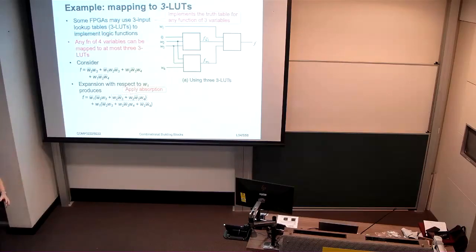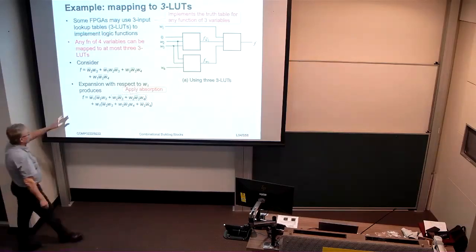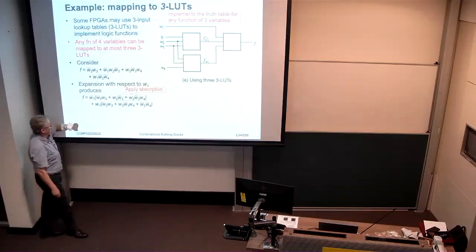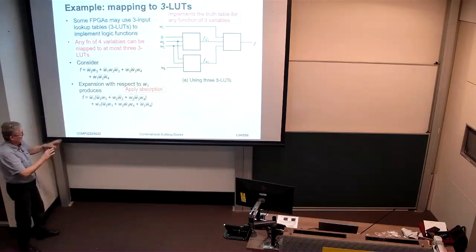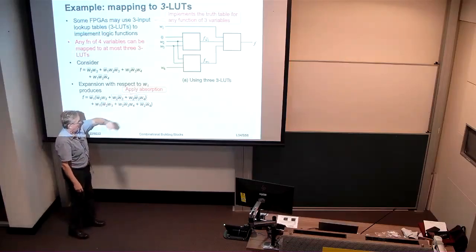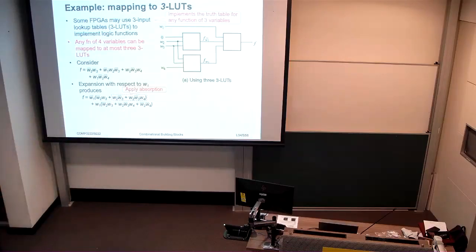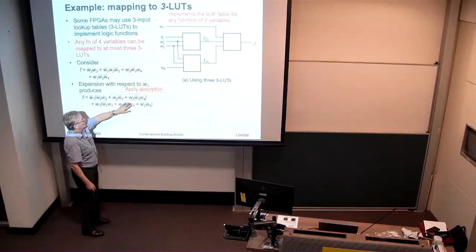Any 4-input function can be mapped to at most 3 input lookup tables, which would look like this, structured in this way. For example, consider this function, which has 4 variables, W1 through W4. If we expand around W1, this is the expansion that we get from these inputs here. I'm not going to go into the detail right now, but you can easily derive that from the canonical or read it off the function directly. We can apply absorption to these 2 terms because they have W2, W3 bar in common.